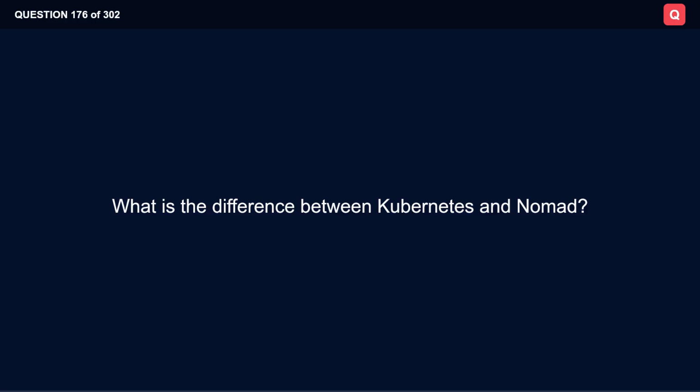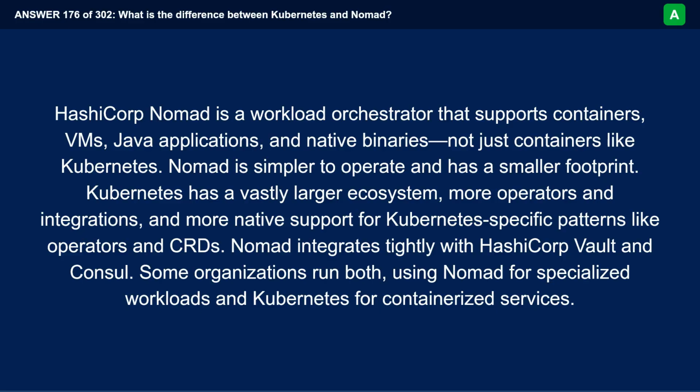What is the difference between Kubernetes and Nomad? HashiCorp Nomad is a workload orchestrator that supports containers, VMs, Java applications, and native binaries, not just containers like Kubernetes. Nomad is simpler to operate and has a smaller footprint.